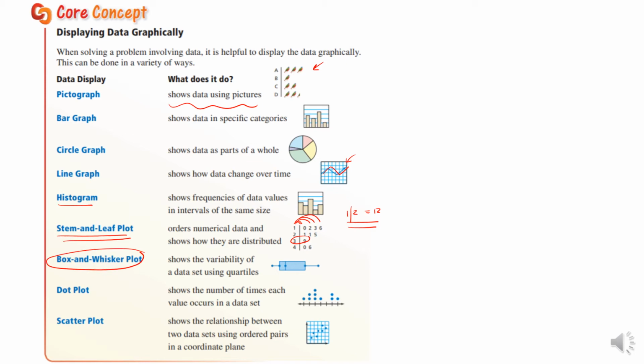Dot plots are really important when we're talking about the shape of a graph. And dot plots just would have like 2, 3, 4. So there was 1, 2, 2 3s, 3 4s, etc. And then a scatter plot, which we talked about a little bit when we did regression. So all of these are different ways of looking at the data.